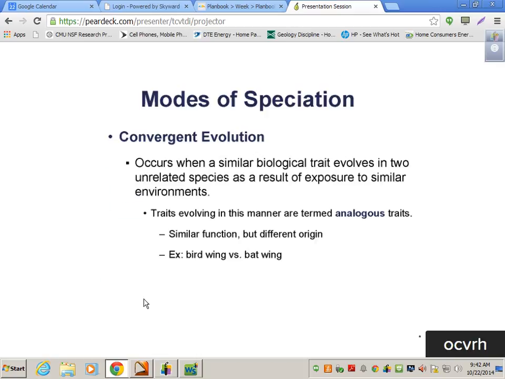called convergent evolution. And this occurs when a similar biological trait evolves in an unrelated species as a result of exposure to similar environments. So if I grow up in a similar environment as, let's say, a deer, we can both run, right? That's kind of a terrible example, but I'm going with it. Let's go with deer and elk. That's better, okay? So deer and elk grew up in a similar environment, but they don't necessarily have a common ancestor, although they kind of do, but it depends on how common you're referring to, right?